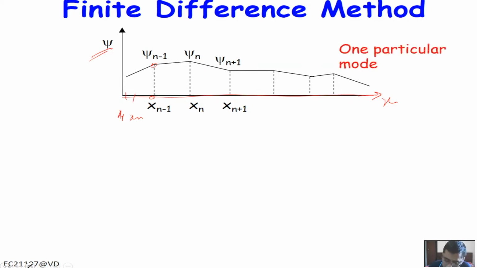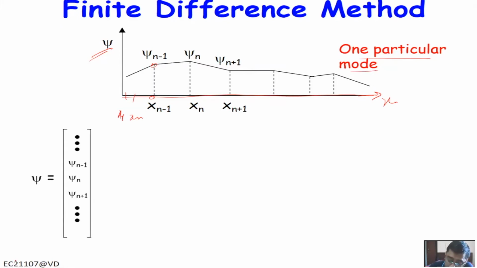So we have to calculate psi as a function of x, and this psi is, let's say, one particular mode. Now this is the variable to be calculated. We have to find psi, so that you can write for x1 it is psi1, for x2 it is psi2, like this. So this we have to find out.